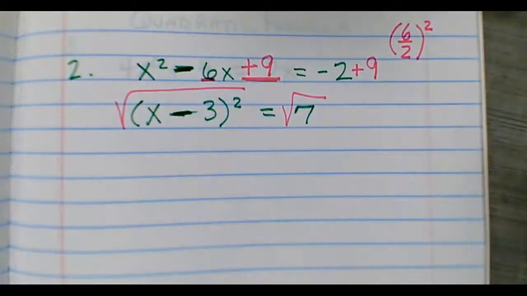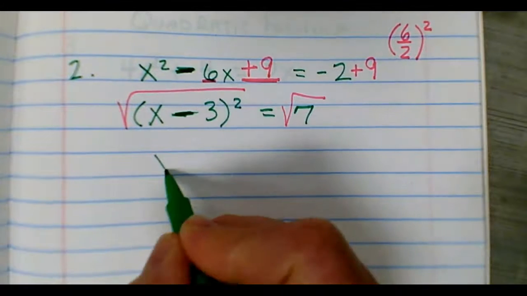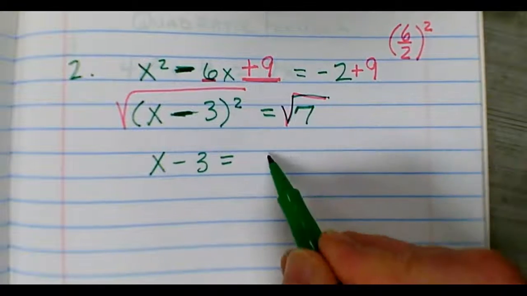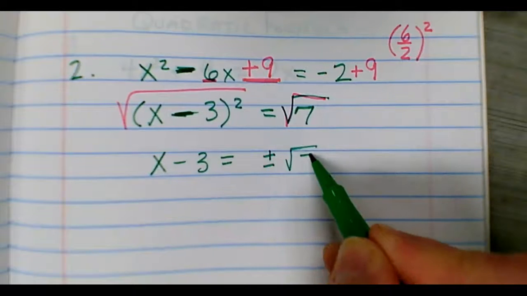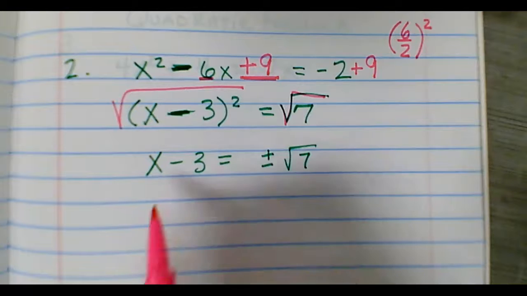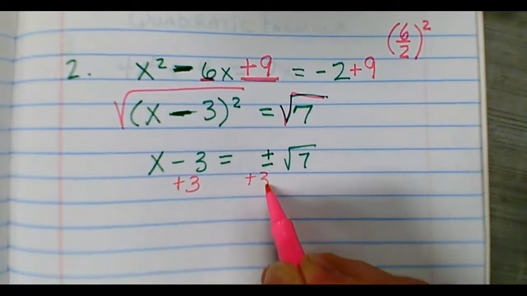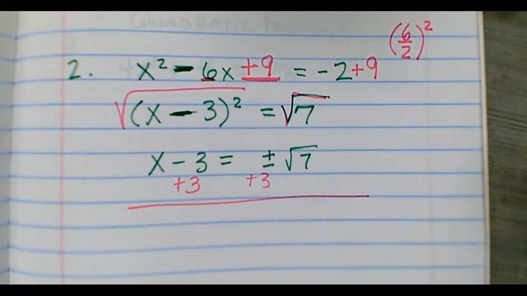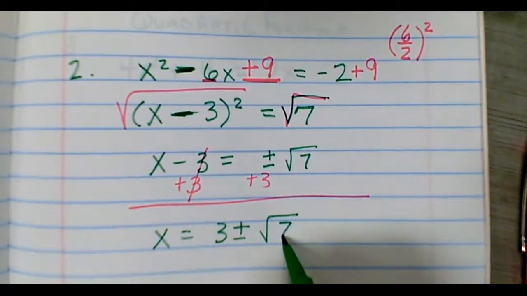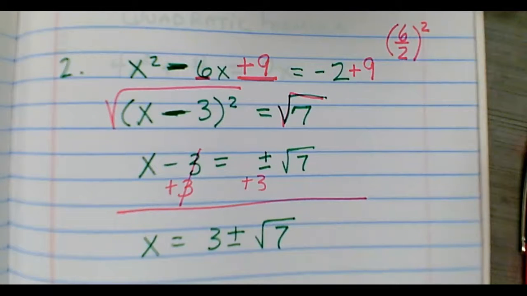I take the square root of both sides so that the square and the square root cancel each other out. When you take the square root to solve an equation, it is always plus or minus. 7 is a prime number. It's not going to simplify. Add the 3 to both sides so that that cancels out. Can you solve by completing the square?